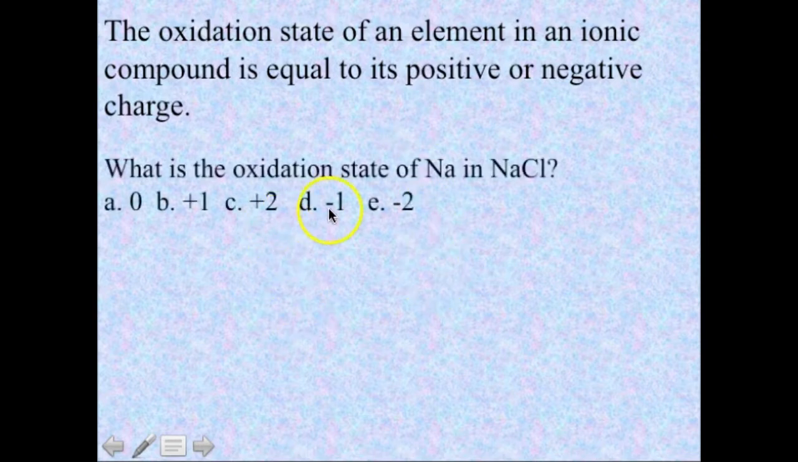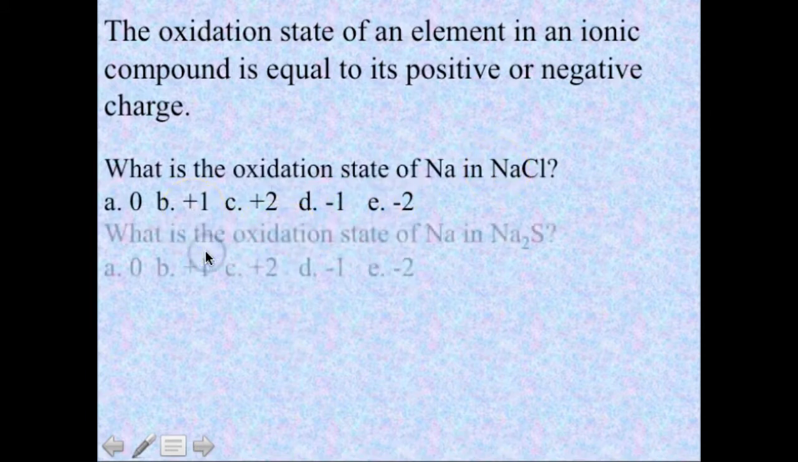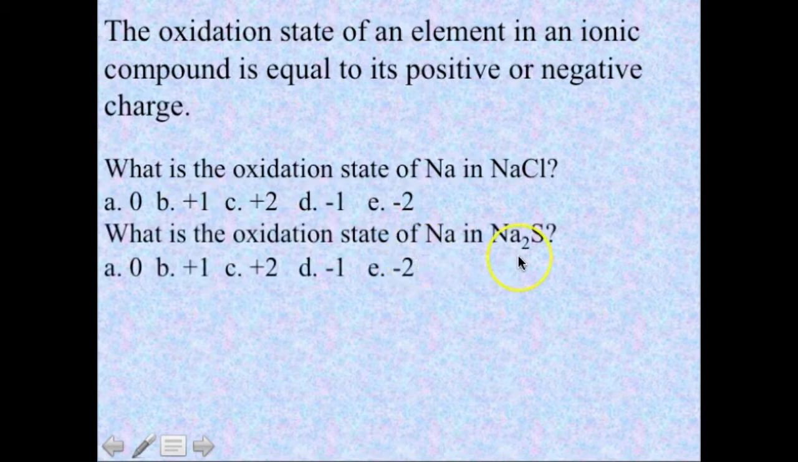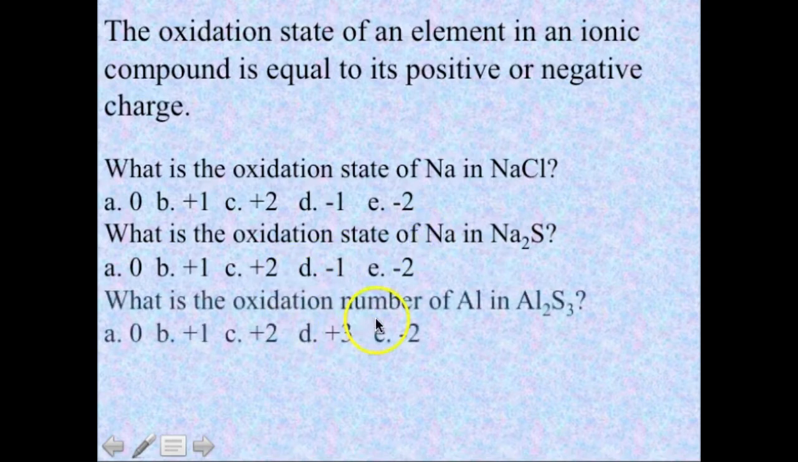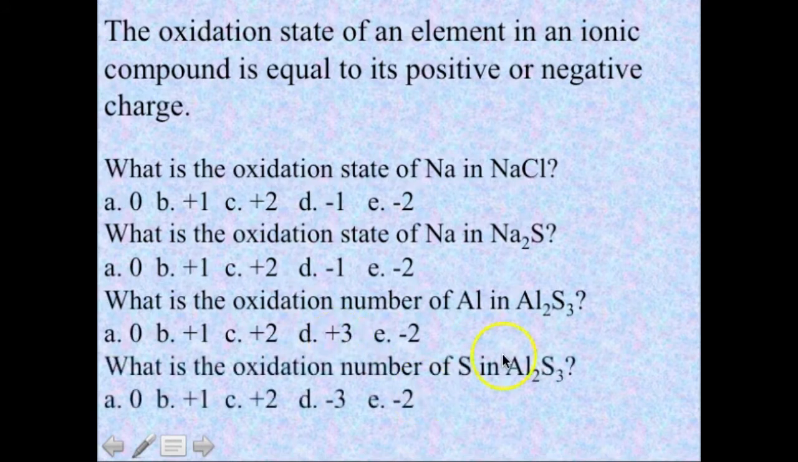So what's the oxidation state of sodium in sodium chloride? Duh, +1. What's the oxidation state of sodium in sodium sulfide, Na2S? Well, it's still +1. What's the oxidation state of aluminum in aluminum sulfide? That's going to be a +3. And the oxidation state of sulfur in aluminum sulfide, that's going to be a -2.